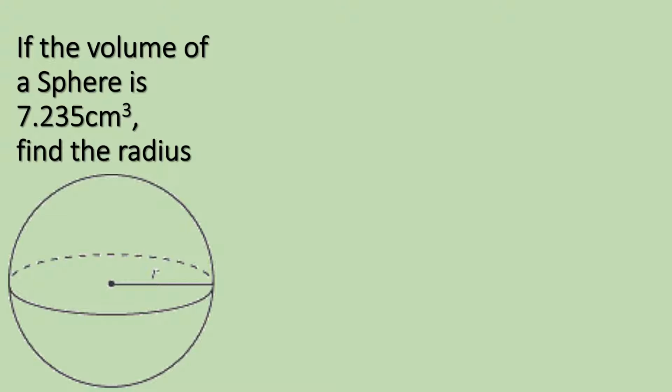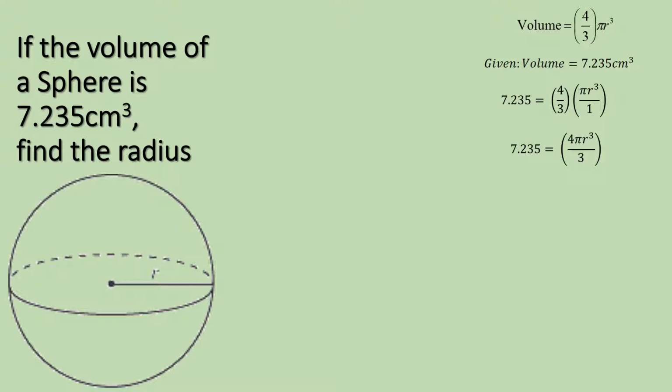Alright, how do you start out? You get the formula. You write down what you know. You plug it in. Notice that I plugged in 7.235 for the volume. Now what am I going to do? Well, I always gather up the two fractions and multiply them together.